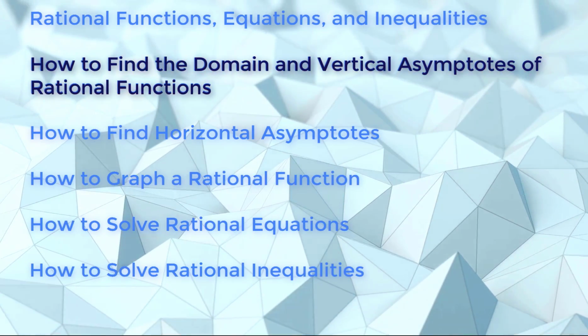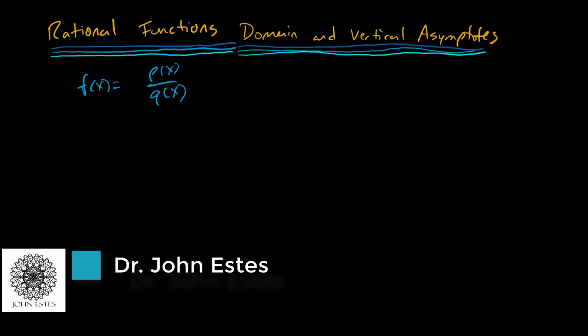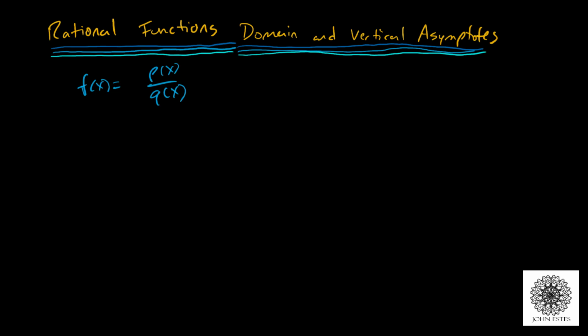define rational functions, and with that we're going to look at the domain and how to find something called the vertical asymptotes of a rational function. And so first of all, what is a rational function? It's a function here we call f of x that's defined as p of x over q of x, and p of x and q of x are both polynomials.